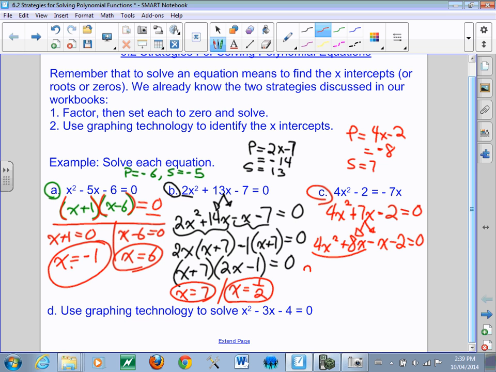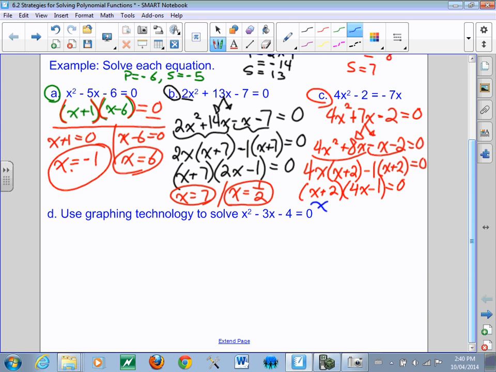Factor out the first two terms. You should have, sorry, my fault, not 2x, but 4x. So 4x times x plus 2. And common in the last two terms, -1. So you should have x plus 2. So what are we left over with? x plus 2 times 4x minus 1 equals 0. Now to solve them, let each bracket equal 0. So it's going to be x equals -2 or x equals 1/4.